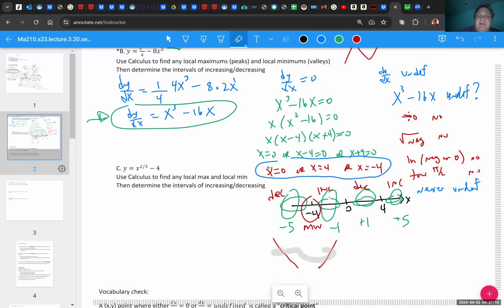What about the next interval? In the next interval, it's increasing and then it's decreasing. So increasing, and then it hits when x equals 0, and then it decreases. That's got to be a local max, right? Because increasing and decreasing has got to be a local max. And similarly, we have decreasing and increasing. So this last one over here has to be a local minimum.